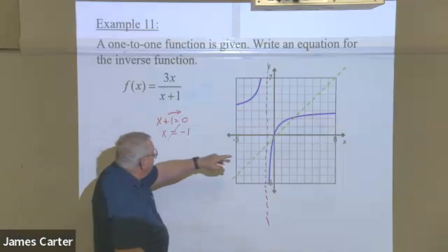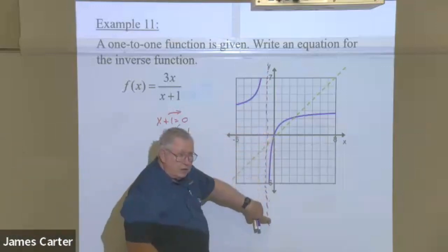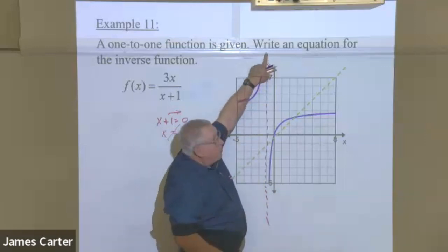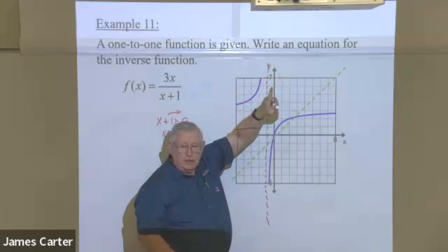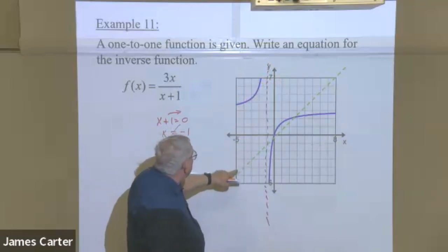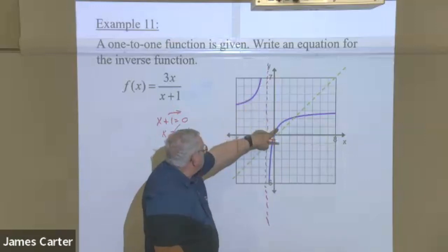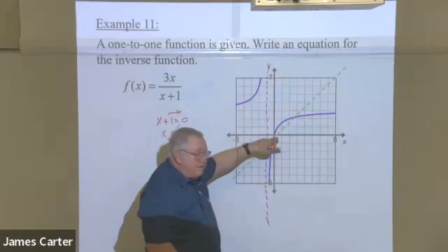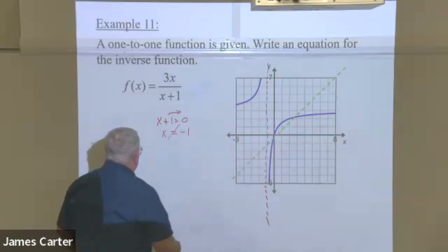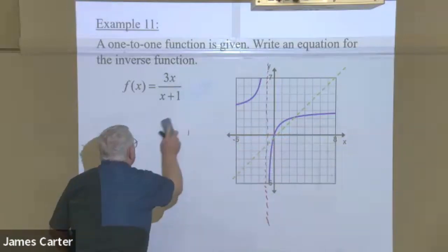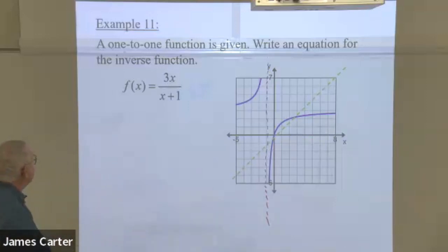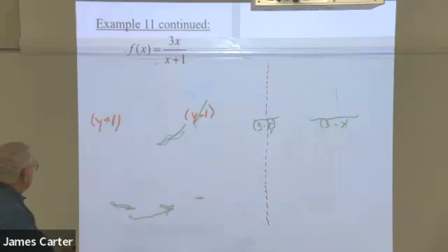Notice how this thing approaches here. And this one would approach there, but it'll never touch it. Okay, now, this is the original equation. Here's my 45-degree line for later, or after I put up the inverse. So let me erase this.